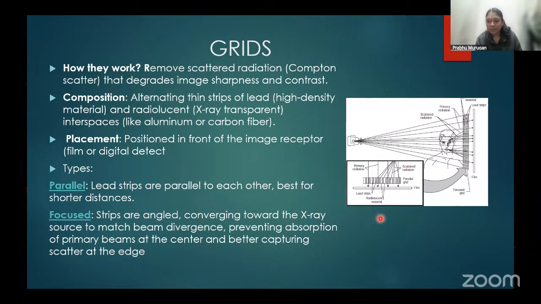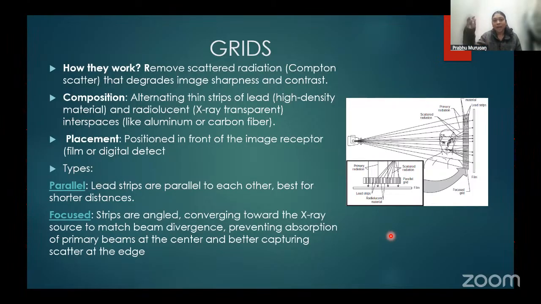You can see in the picture here, I hope, right? Lead strips and the radiolucent material in between. This is basically placed in front of the image receptor or the X-ray film. These grids are available in two main types. One is the parallel, second is the focused. In the parallel type, the lead strips are placed parallel to each other and it is very good for short distance exposure. In the focused, the strips are slightly angulated and converging towards the X-ray source.